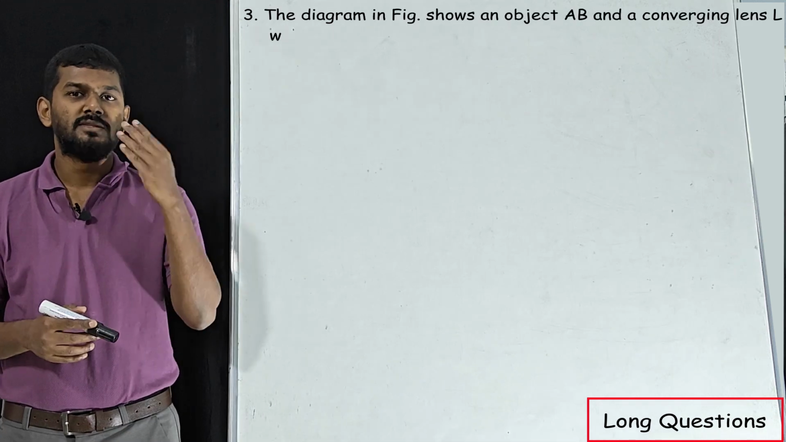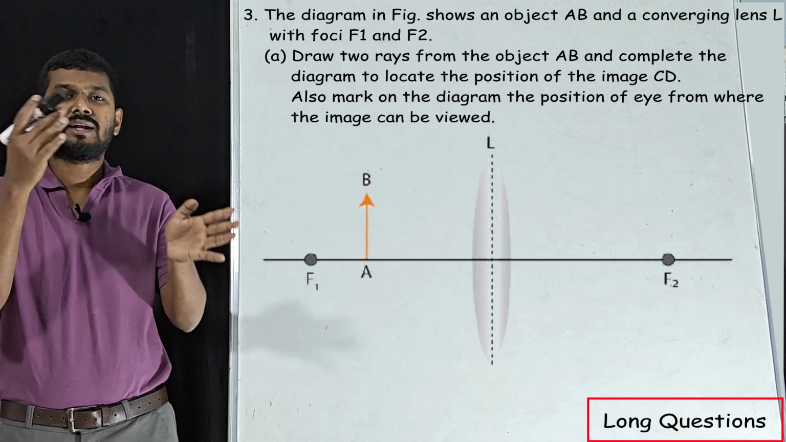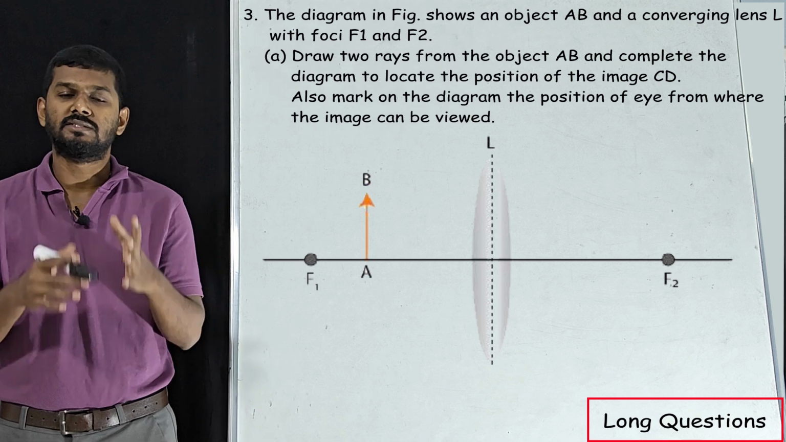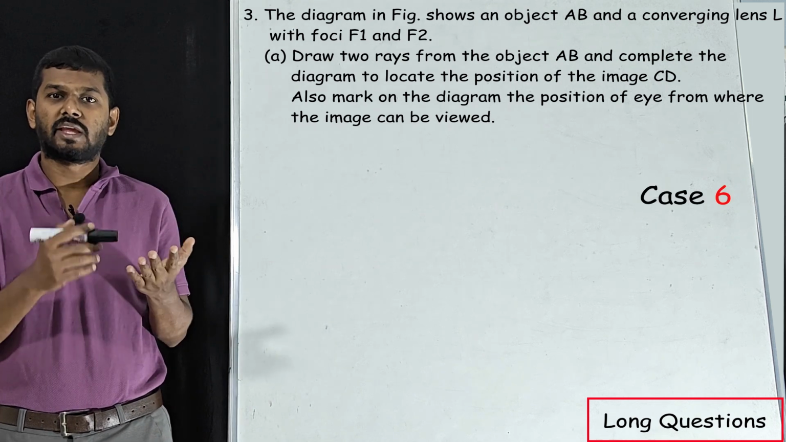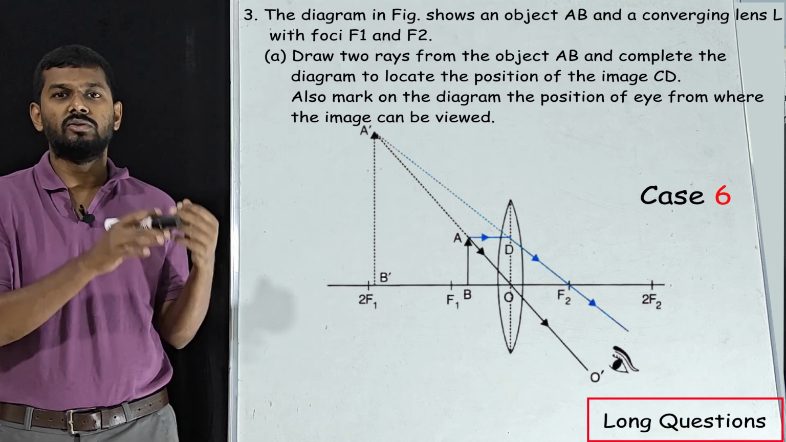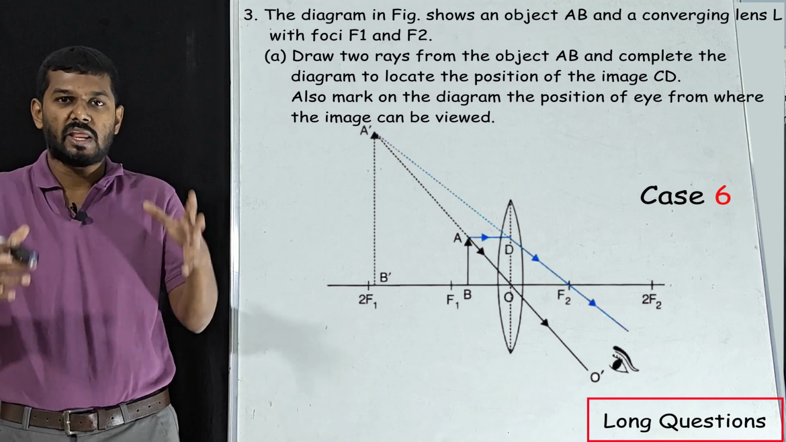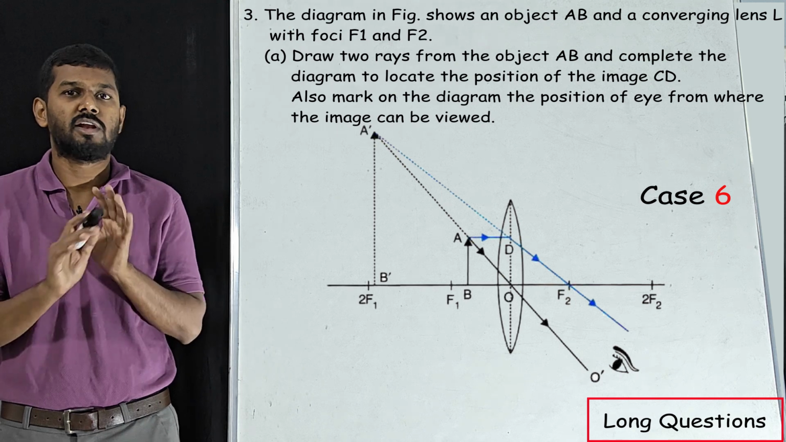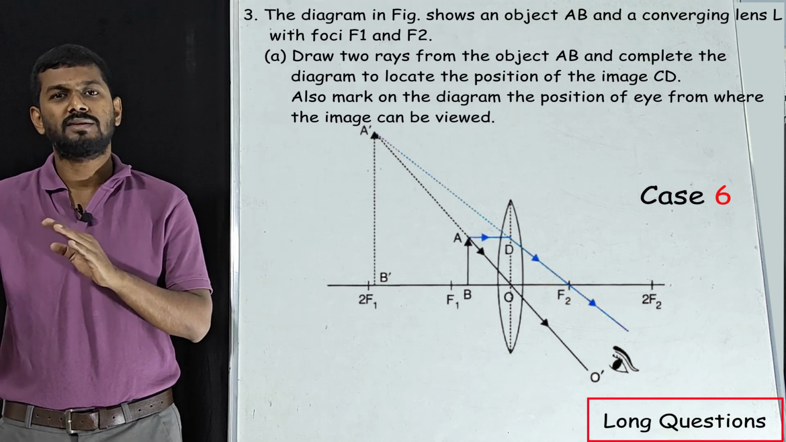Our next question: the object is placed between F and optic center, focus and optic center, and that is a convex lens. This diagram we have learnt in the concept video only. So this is case 6 of convex lens. If you have seen that video, there is no need to draw it again because there is no change in the question. The exact question we learnt in the concept video, if it is exactly the same, we are not going to do it in the theory solution. It is case 6 of convex lens.